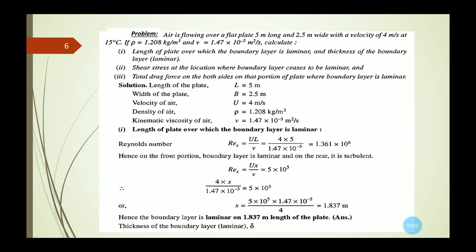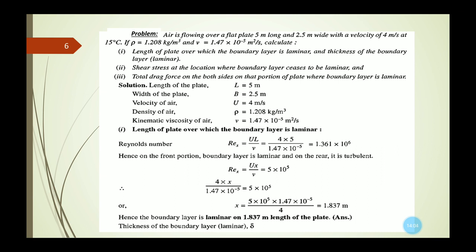The length of the plate is given here, L equals 5 meter. Width of the plate, suppose it is capital B, then it is 2.5 meter. Air velocity is given 4 meter per second. Air density is given 1.202, and nu, that is kinematic viscosity, is given 1.47 into 10 to the power minus 5 meters square per second. So these are the things which are given in this numerical. Now first we need to calculate the length of the plate over which the boundary layer is laminar.